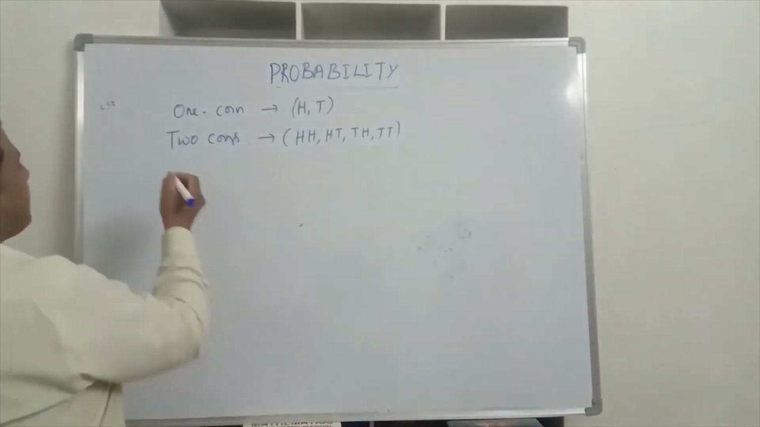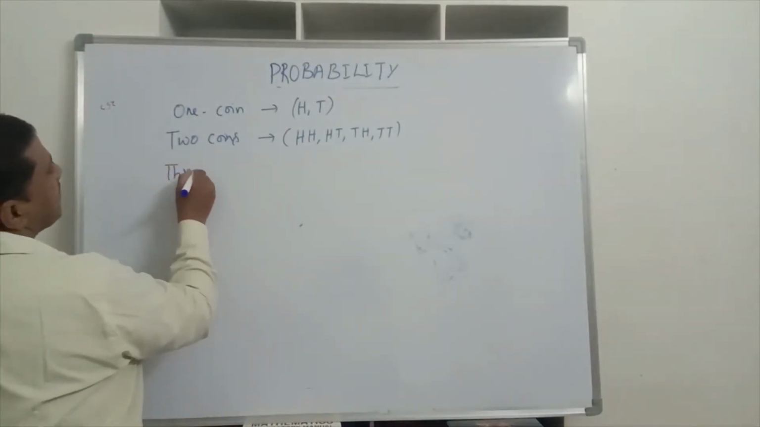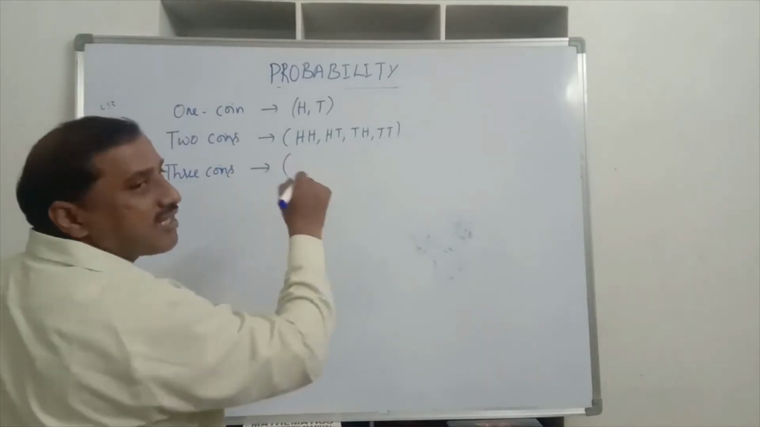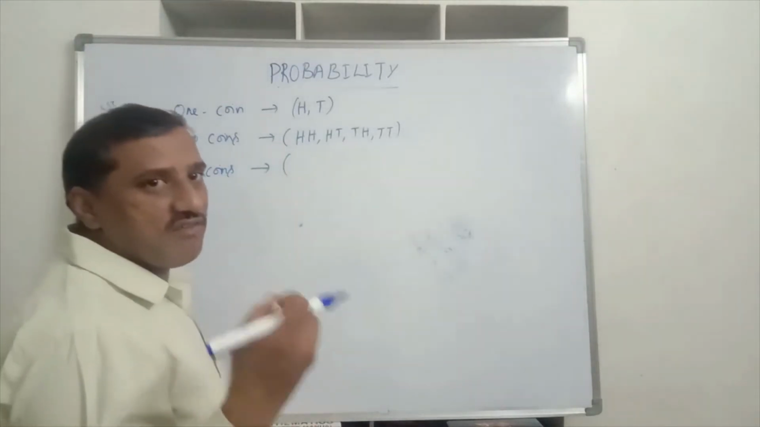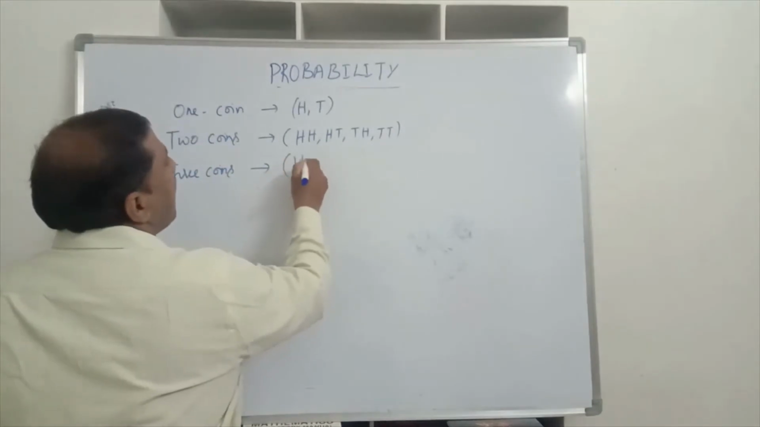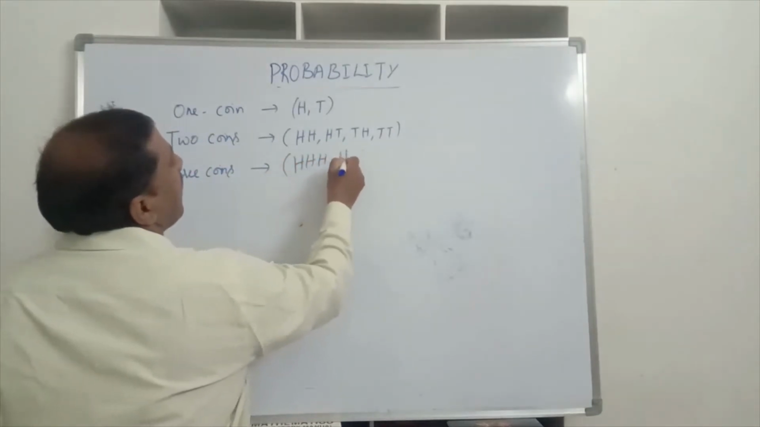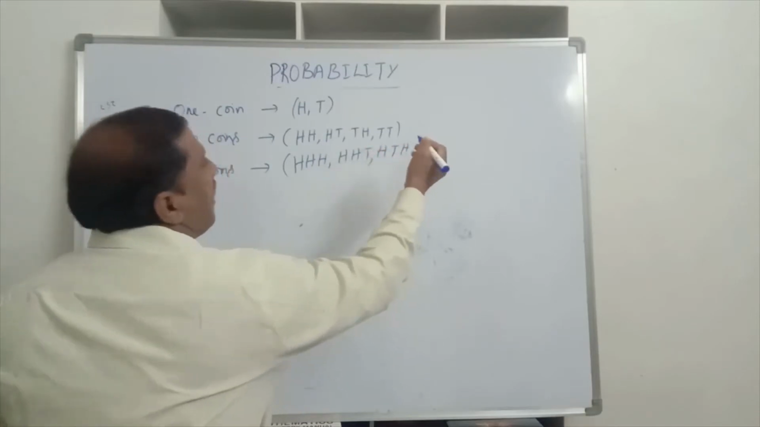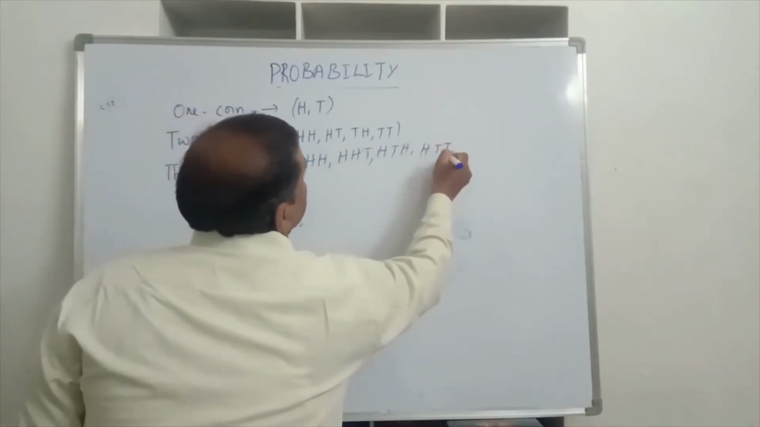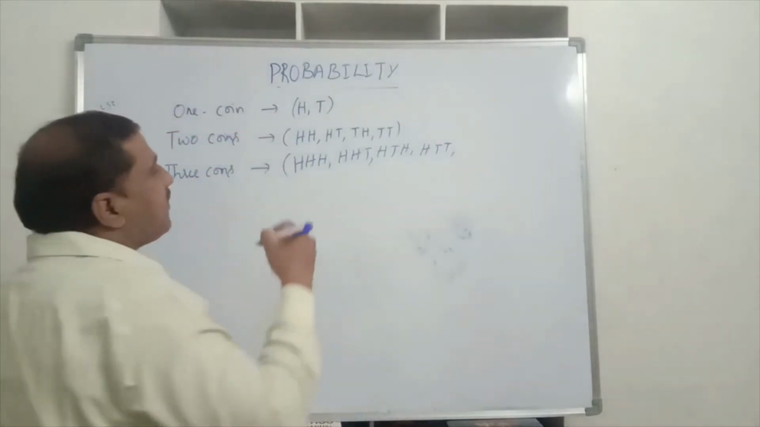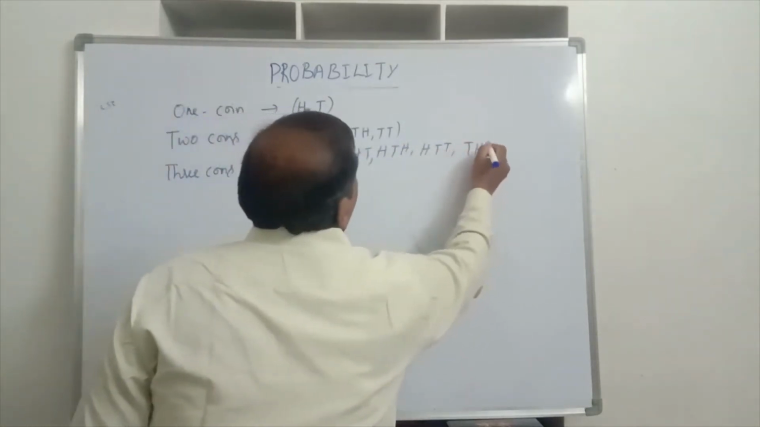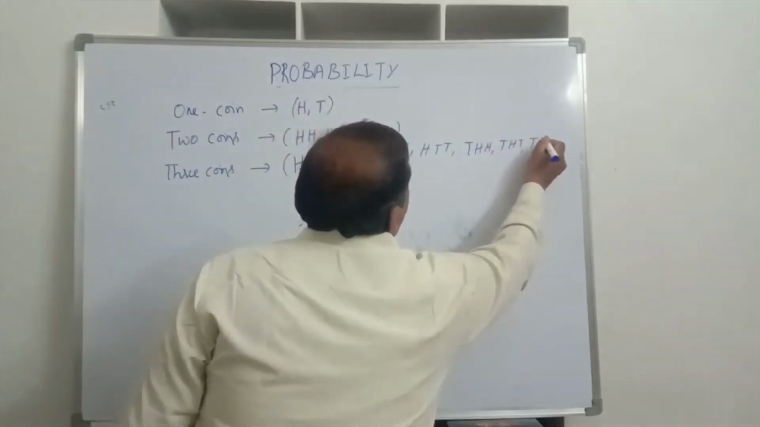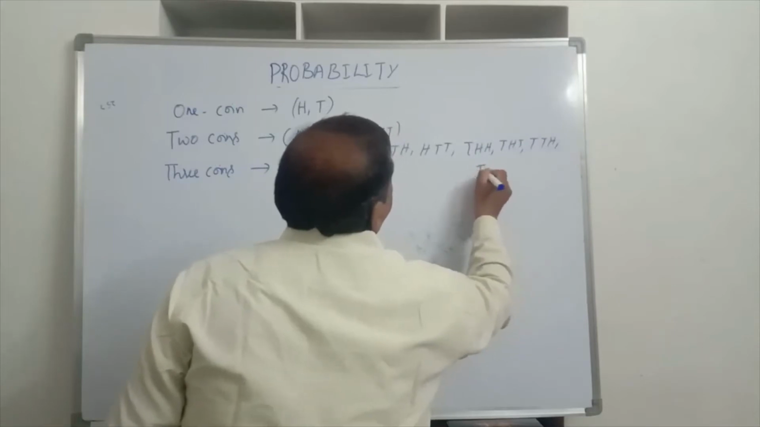So similarly, when three coins are tossed simultaneously, what are the possible outcomes? It is head, head, head. Then head, head, tail. Then head, tail, head. Then head, tail, tail. Then tail, head, head, and so on. The last one is tail, tail, tail.